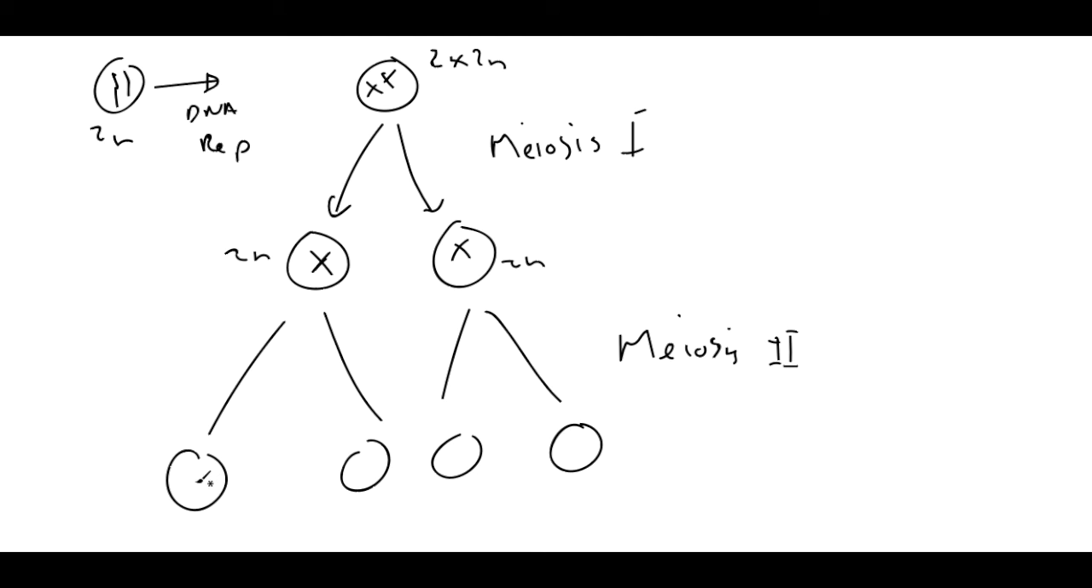And we end up with 4 genetically different cells, which means that as a population, anything that sexually reproduces has different offspring and therefore better chance of survival in different environments because they've got a different combination of traits and genes that can help them survive.